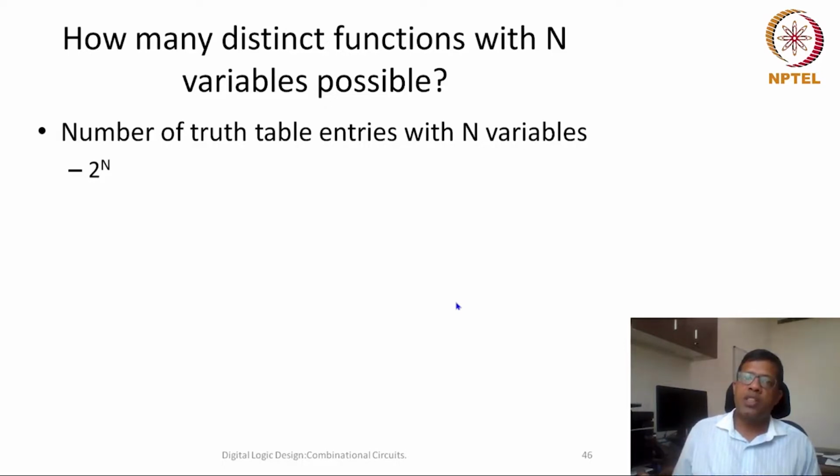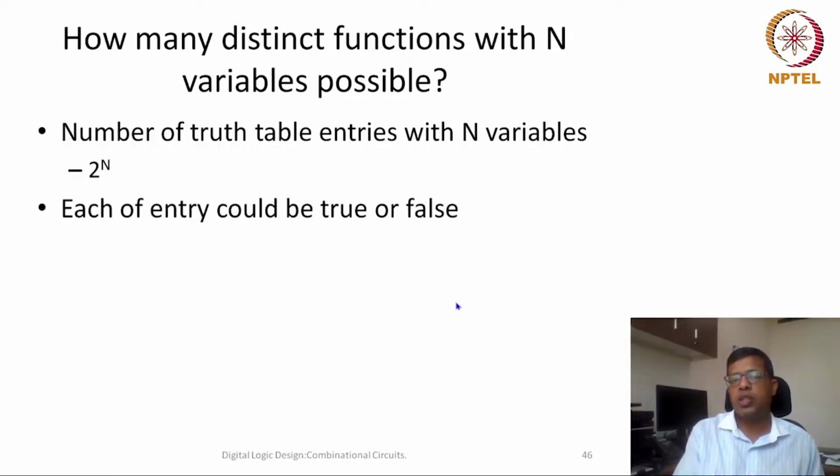Now what is a function? We have understood that a Boolean function in a standard form can be represented as a sum of min terms or a product of max terms. Let's consider the first one, sum of min terms. Each entry in this truth table represents one min term. In a function, a particular min term could be present or could be absent, so its output could be true or false.